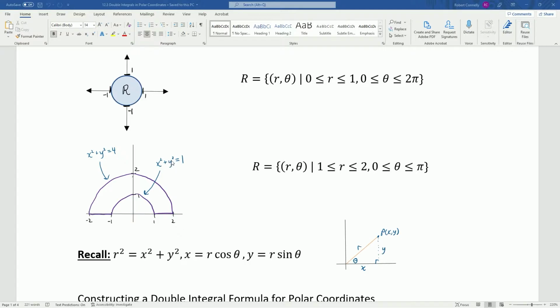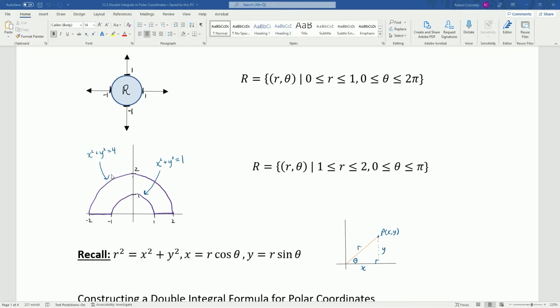So similarly, if we look at this region here, which is the region between the semicircles of x squared plus y squared equals 1 and x squared plus y squared equals 4, and also including these gaps here from 1 to 2 and negative 1 to negative 2. That region can be described quite easily in polar coordinates as r is between 1 and 2, and theta is between 0 and pi. So again, a much simpler representation than this.